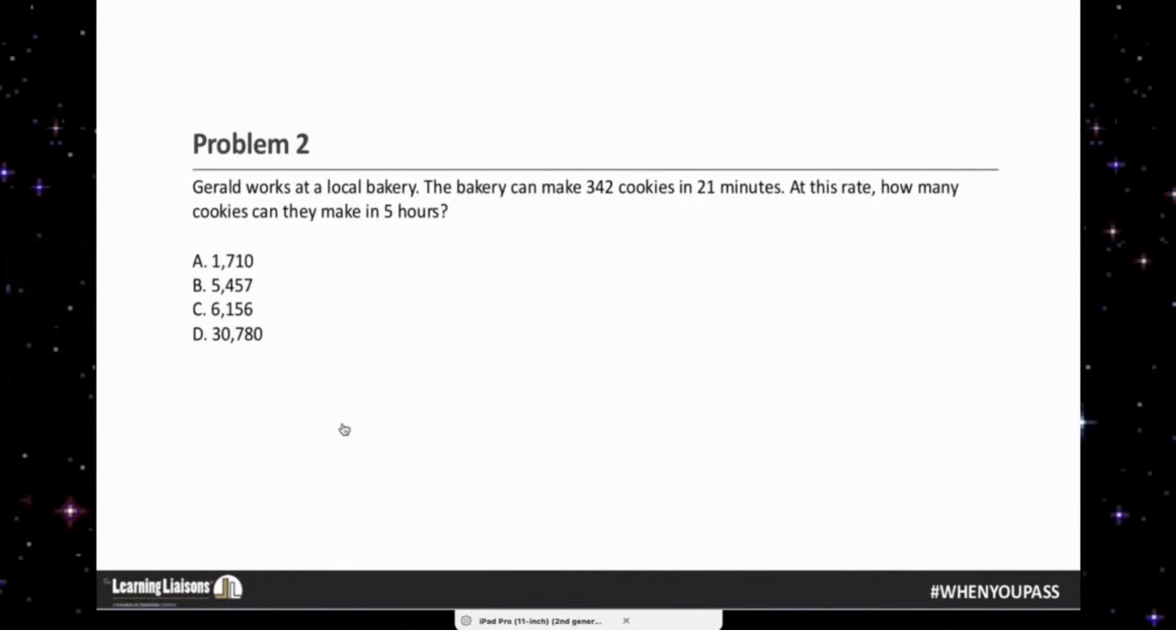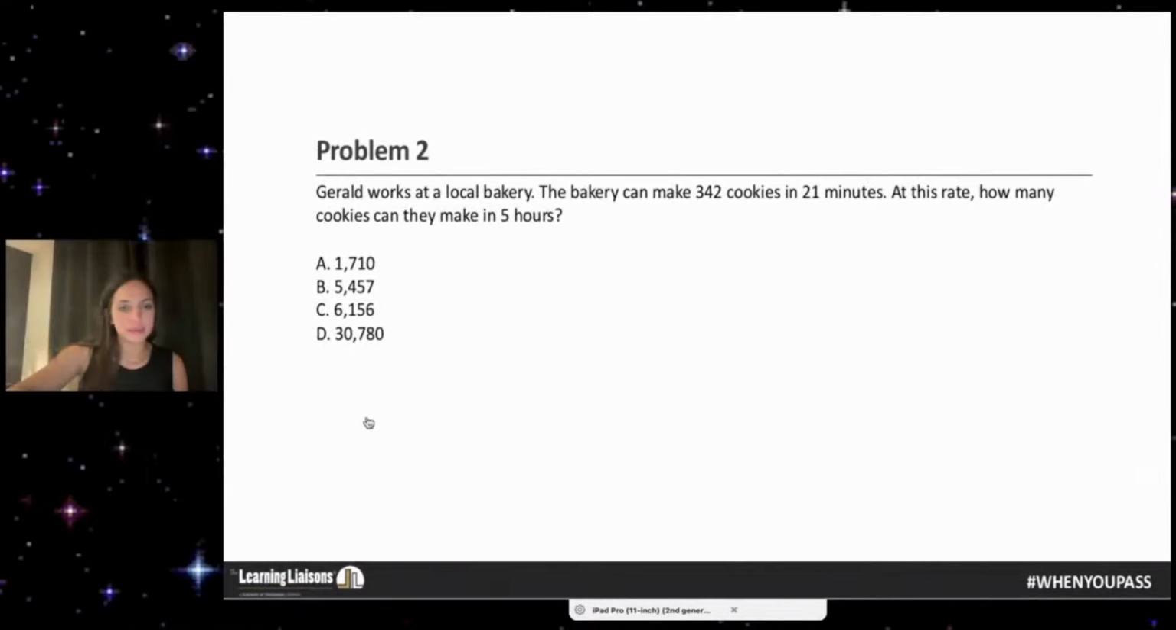Gerald works at a local bakery. The bakery can make 342 cookies in 21 minutes. At this rate, how many cookies can they make in 5 hours?